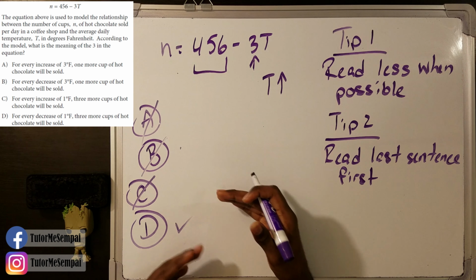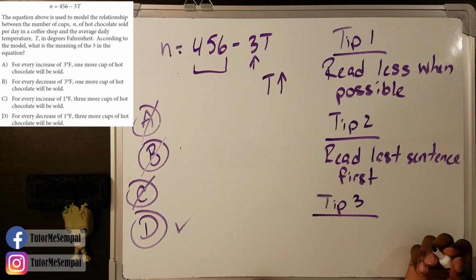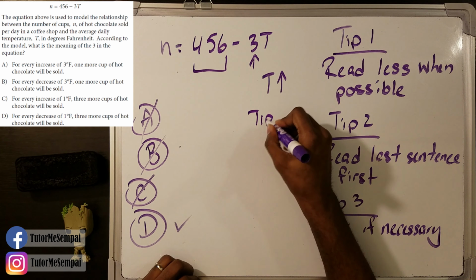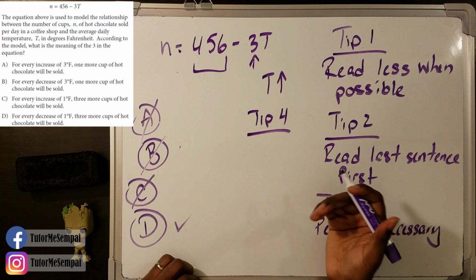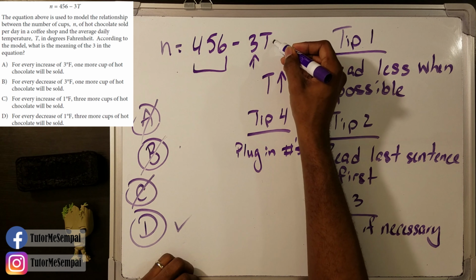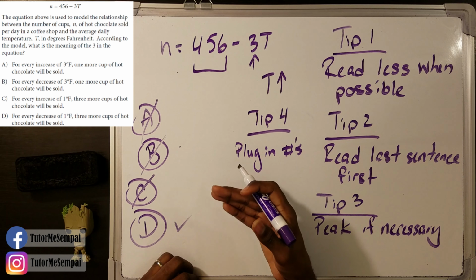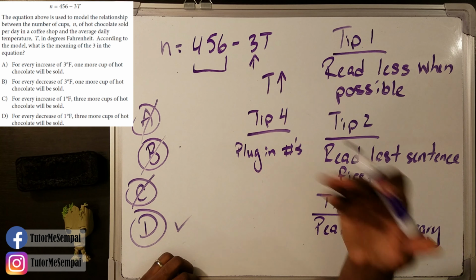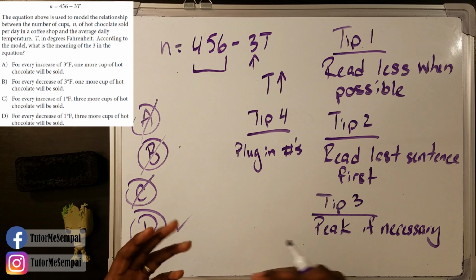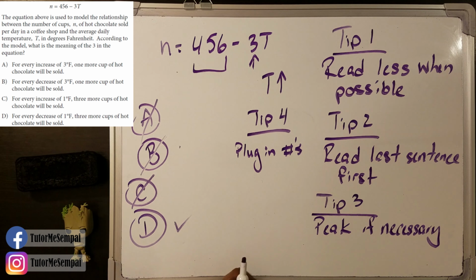And in doing so, we revealed 2 more tips. So tip 3, peek if necessary. And tip 4, plug in numbers. You see we plugged in 3 and then we plugged in 0, right? Because it decreased by 3 for one of our options. We plug in a number and see what happens. So by using these 4 tips, we were able to skip a lot of the unnecessary wording in this word problem and still get our answer of D.